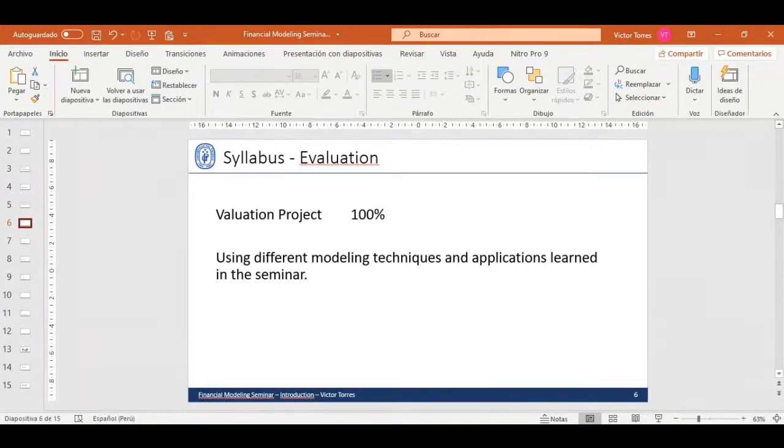Regarding evaluation, there's going to be an evaluation project. The main idea is to have this due a couple of weeks before we end the course, 2 weeks before the end of the course. That's what I'm thinking. Regarding time, I'm hoping that you apply all the modeling techniques that we have learned here in order to solve this evaluation project. Obviously, what I'm expecting is that you figure out a company that you would like to value and apply correctly all the valuation techniques that we're going to be discussing here.